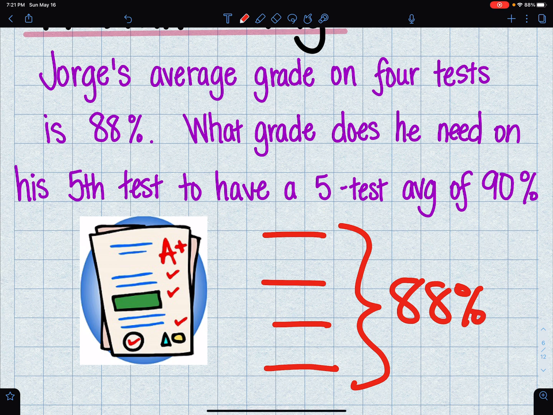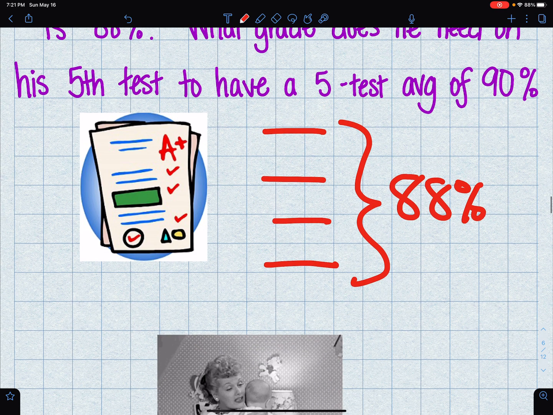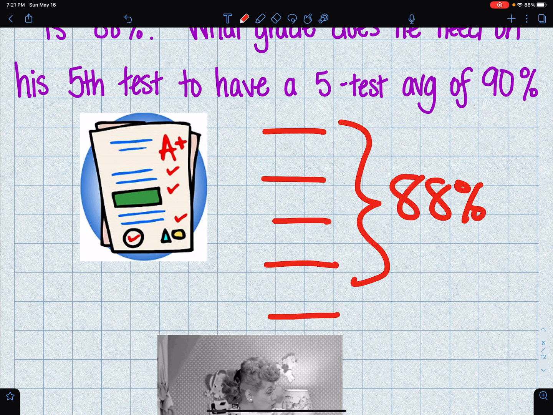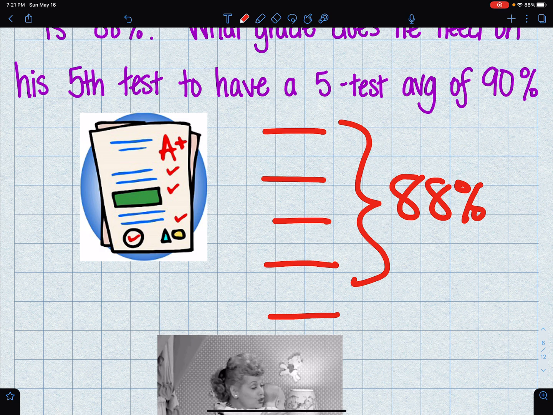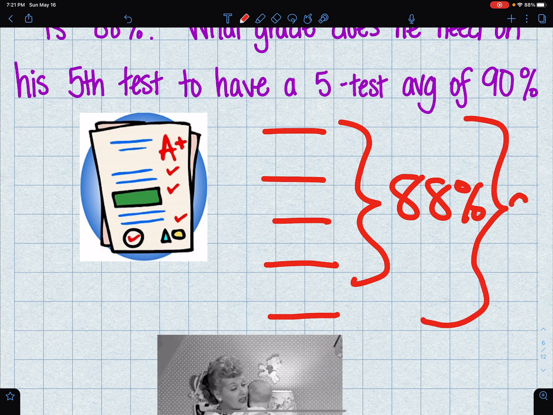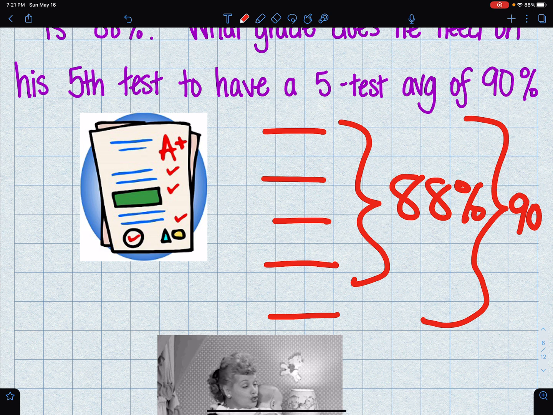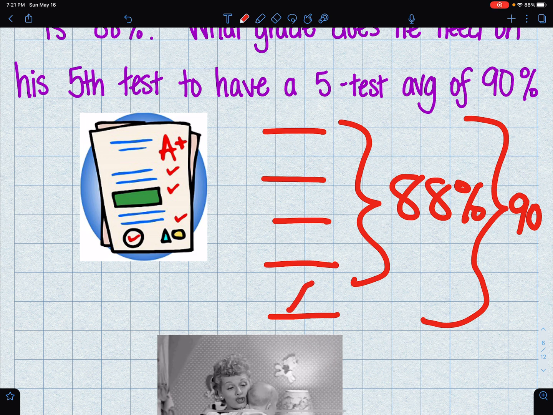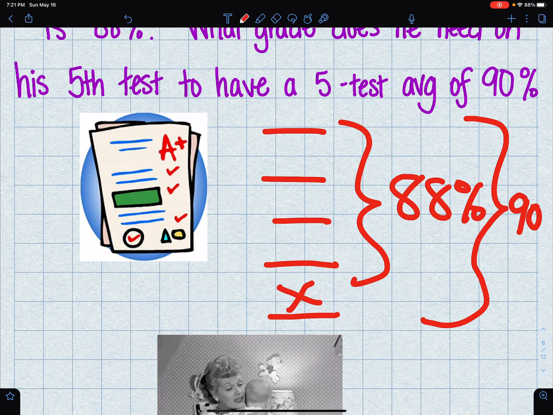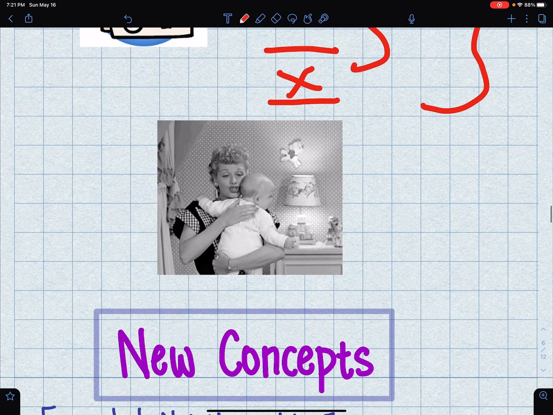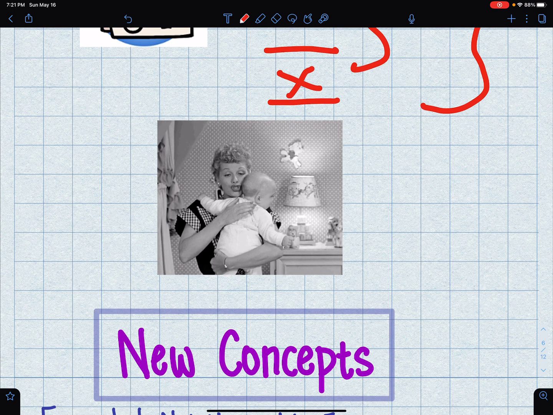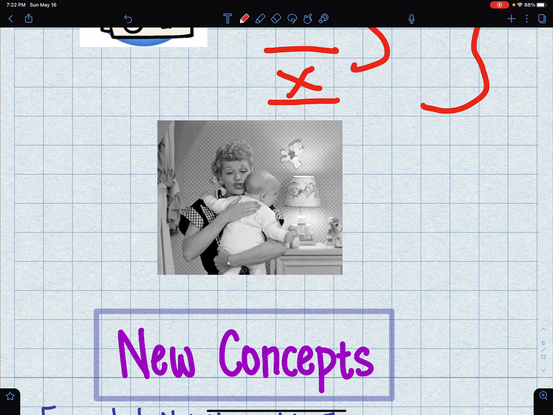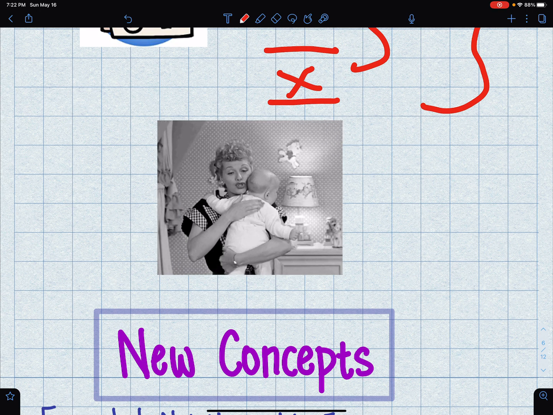What grade does he need on his 5th test? Okay, so there's going to be another test right here, to have a 5-test average of 90%. So he wants a 90 overall. How can he do it? What can he get? So they want to know what grade does he need to get on that 5th test? All right, I'm gonna let you solve that one, so you pause it right there. Look at cute Lucy, and what was her baby's name?